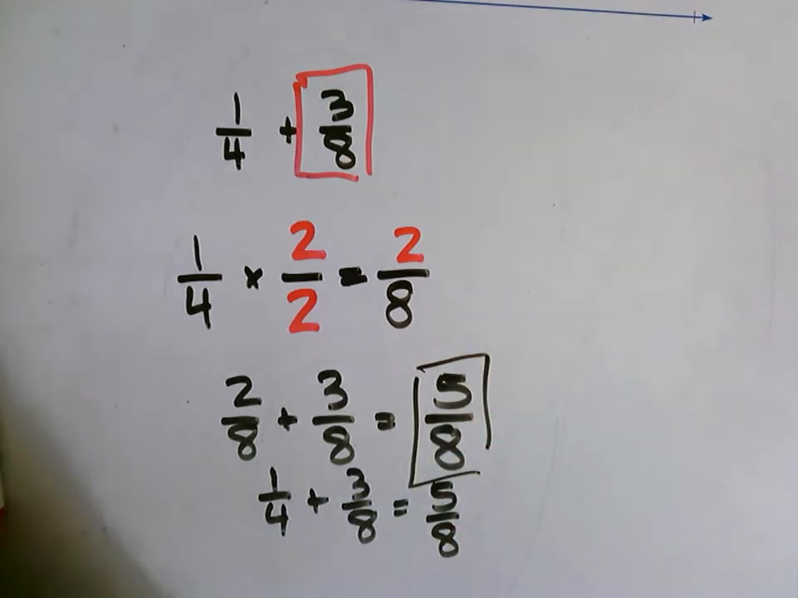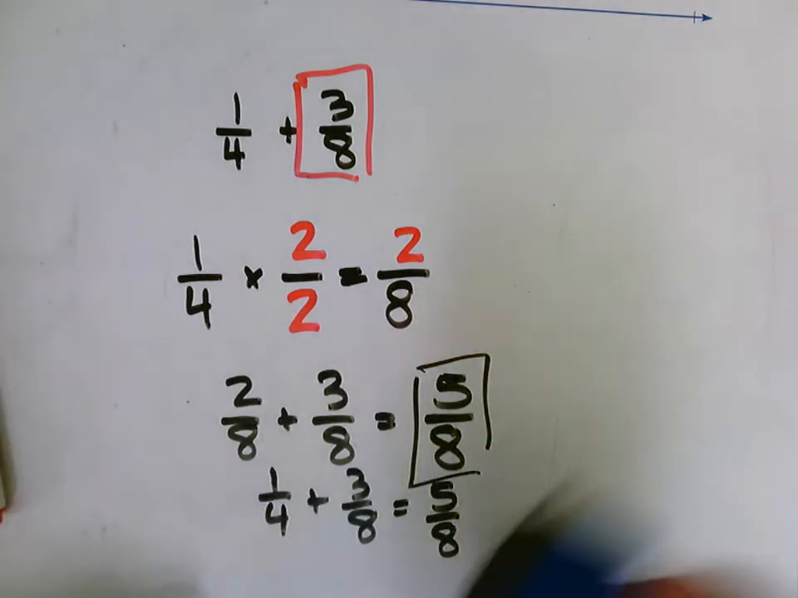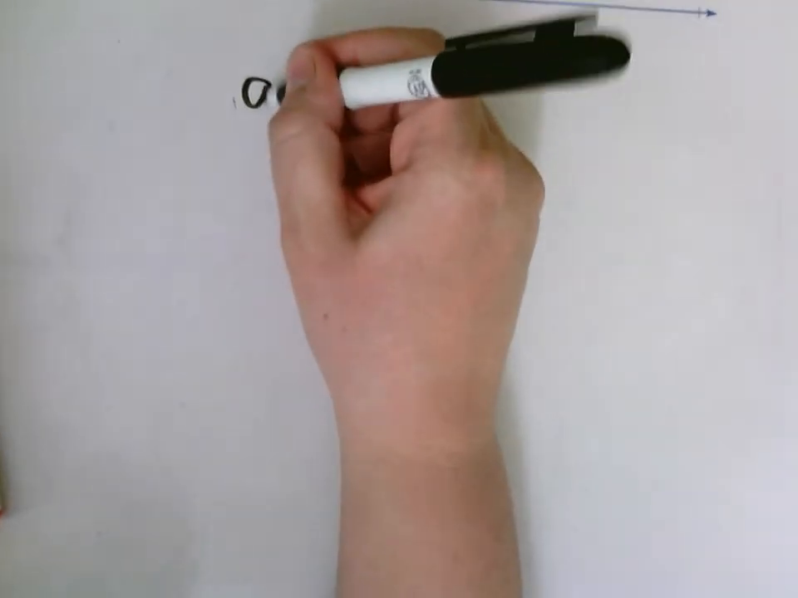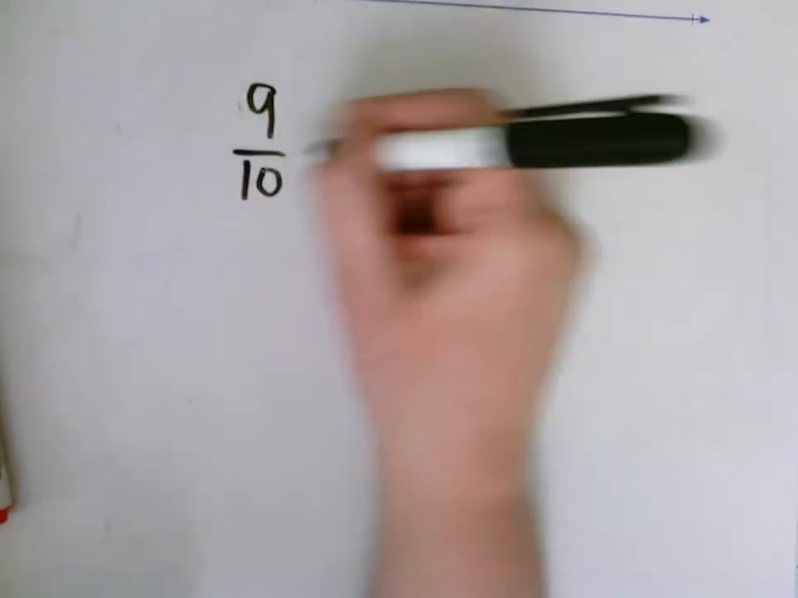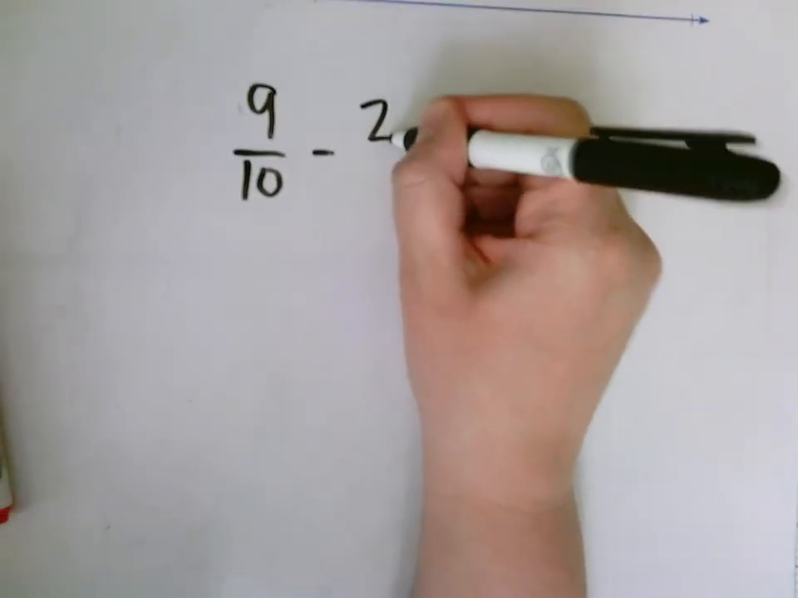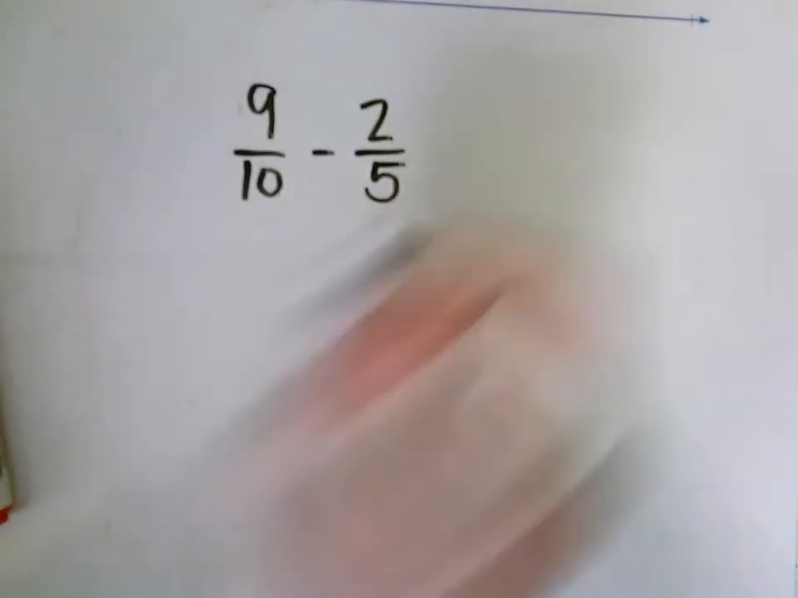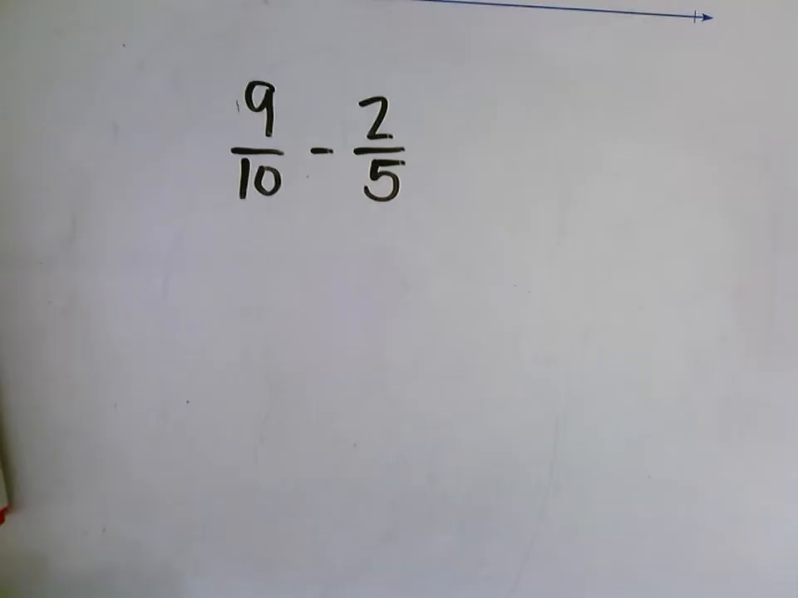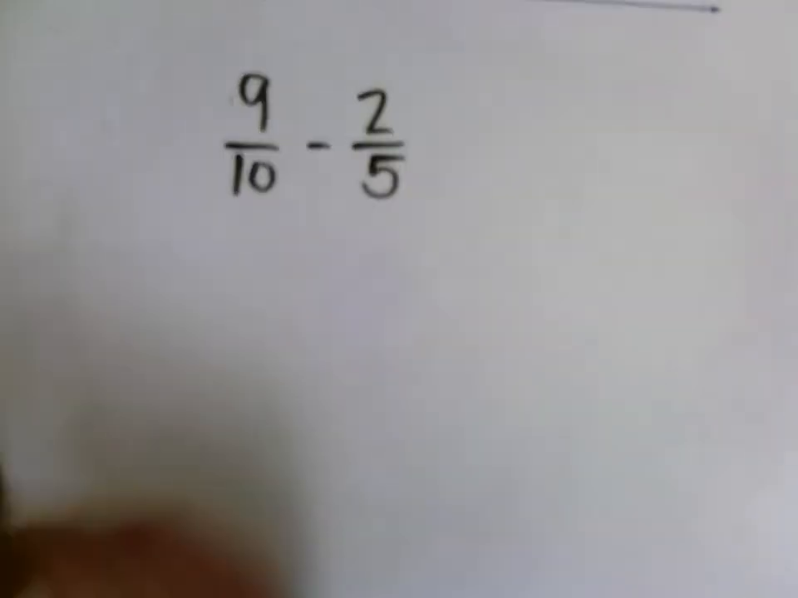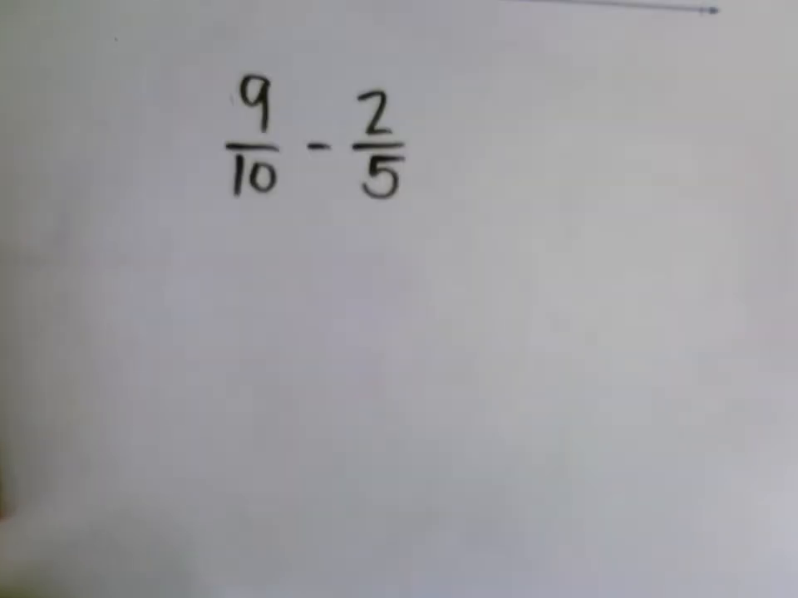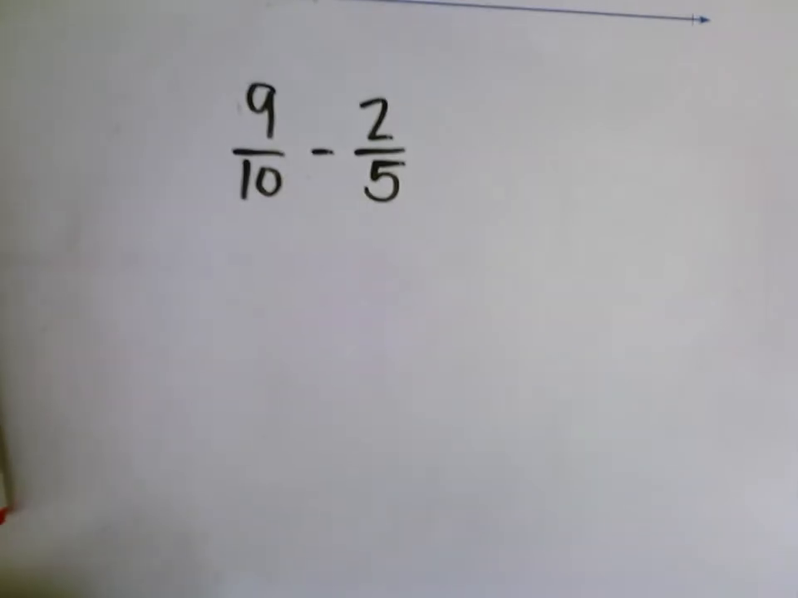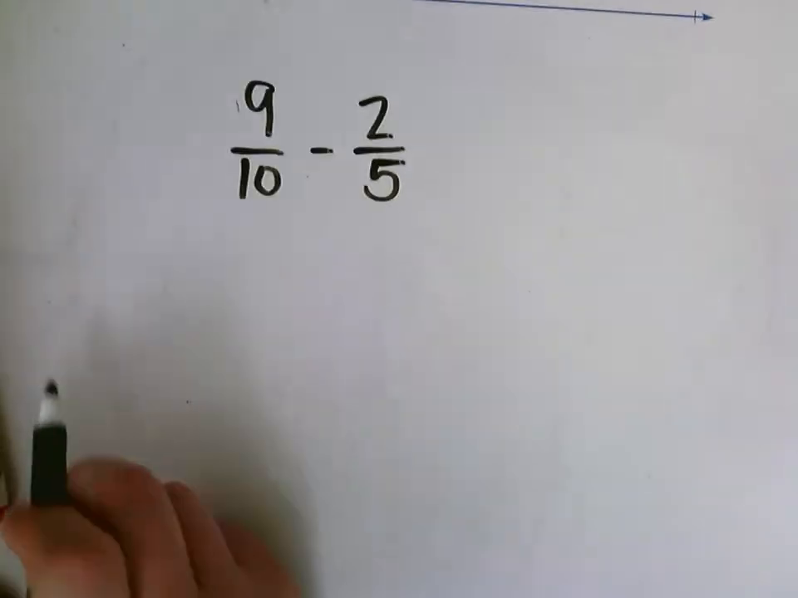Let's try another example. Let's do a subtraction problem: 9/10 minus 2/5. Let's go ahead. I see that I do not have a common denominator of my fractions as they're written, so I'm going to need to find a common denominator.